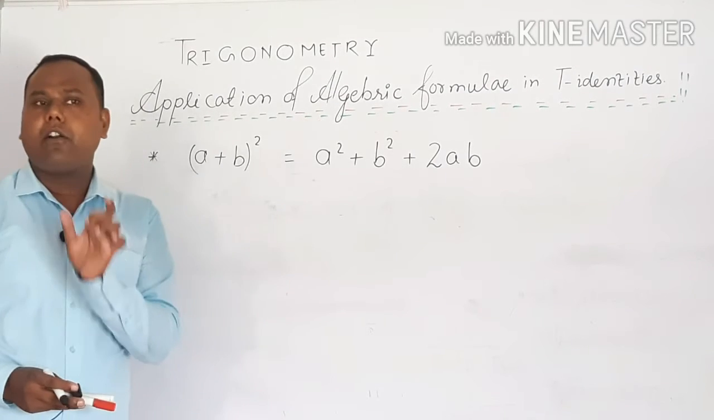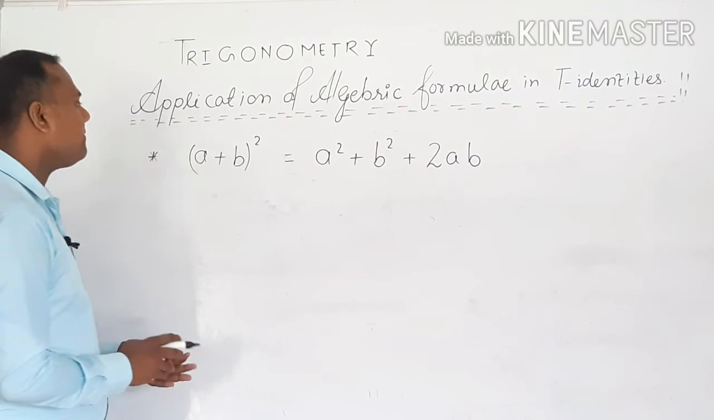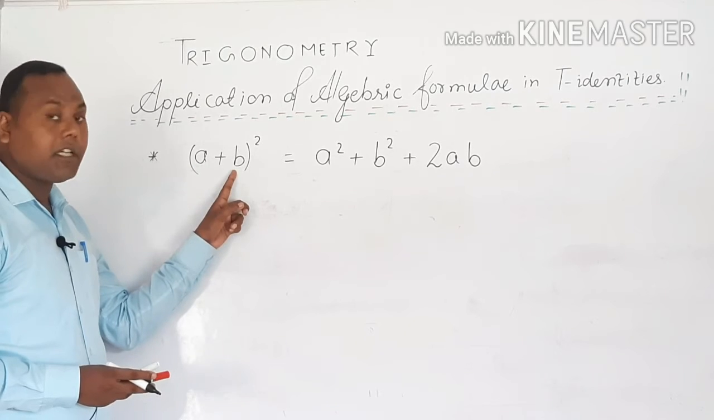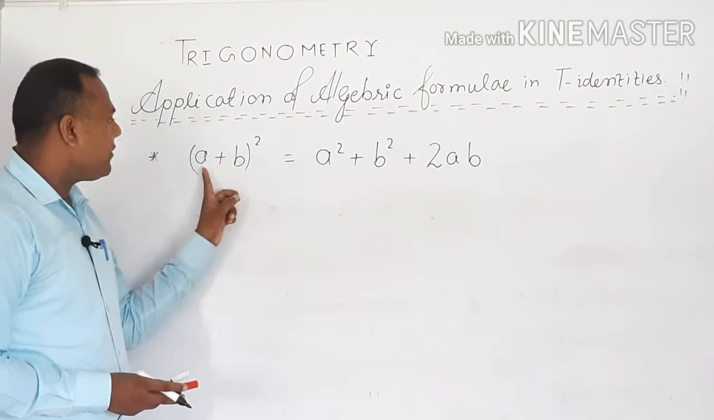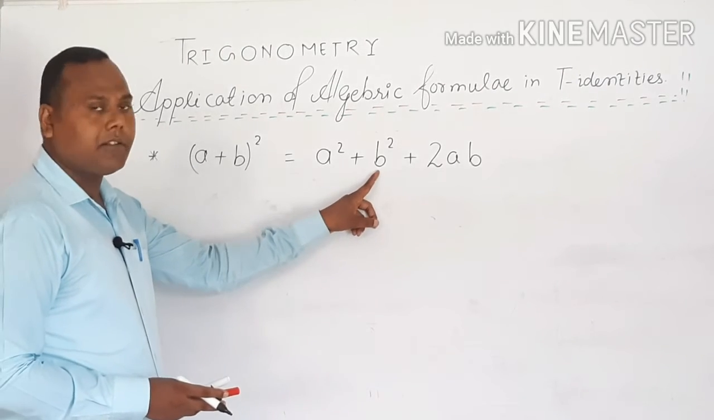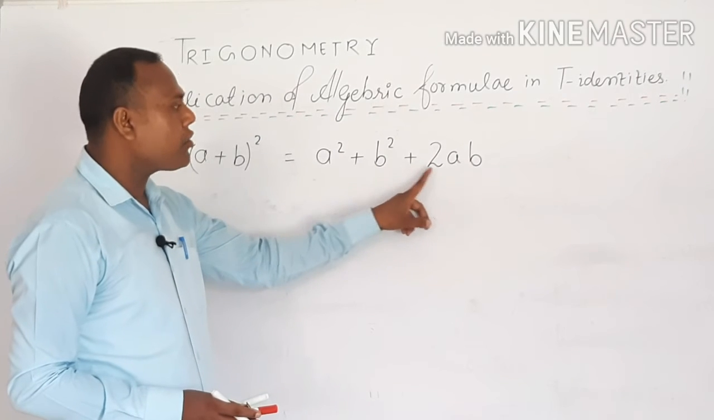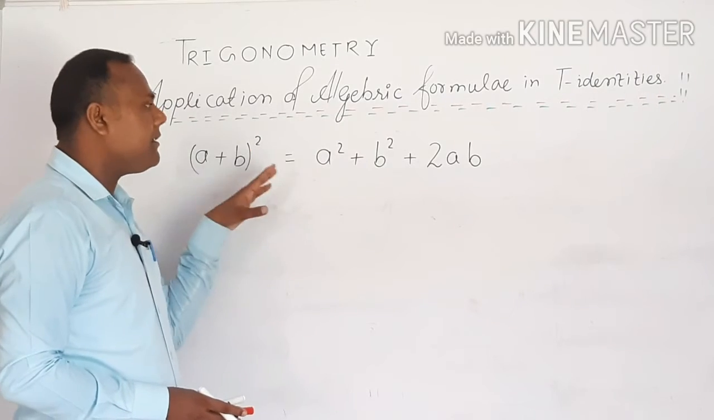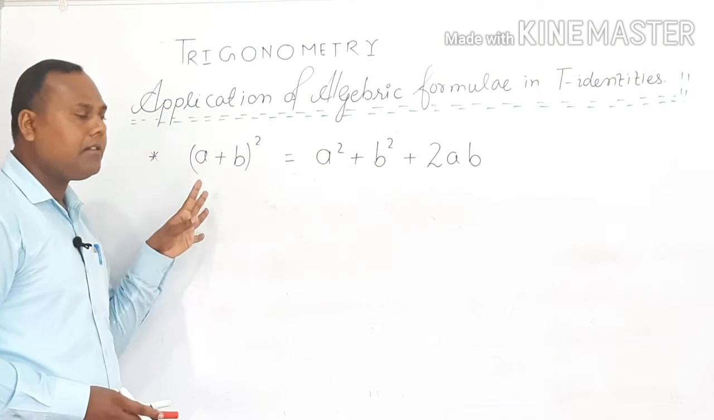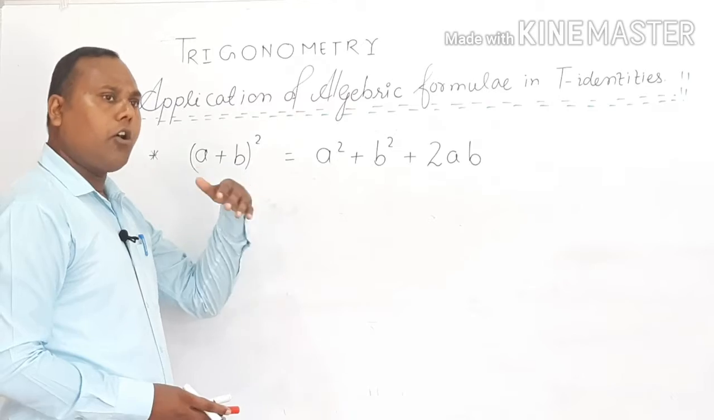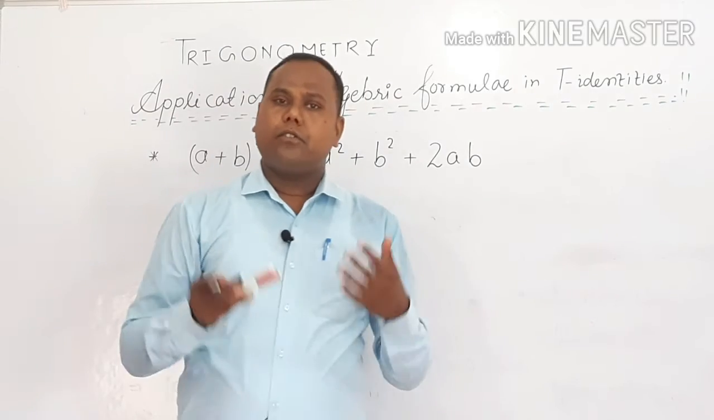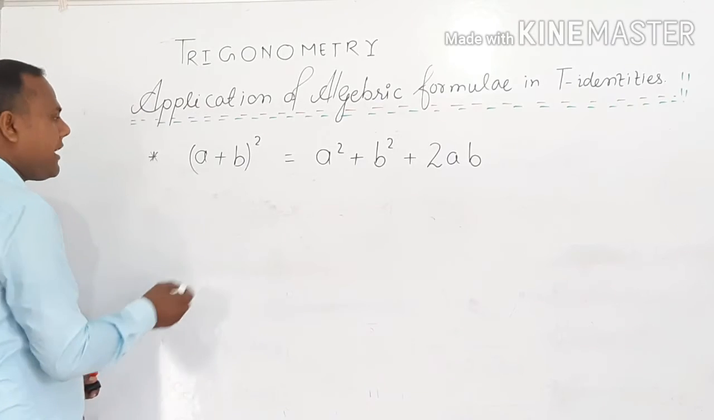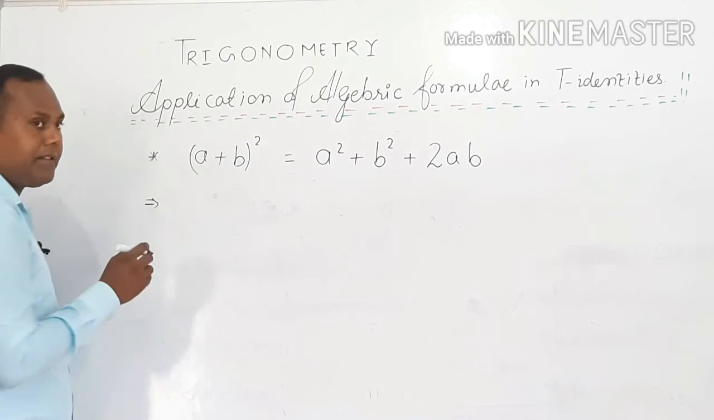It is the main or important thing: a plus b the whole square. That means this is the first term and this is the second term. So first term the whole square plus second term the whole square plus twice of first term into second term. This is the formula's meaning, but students are always misguided, so I will explain in various ways.